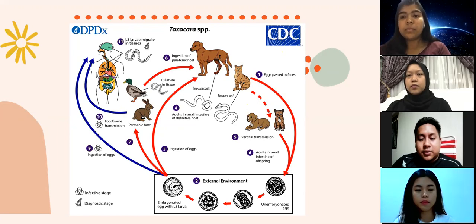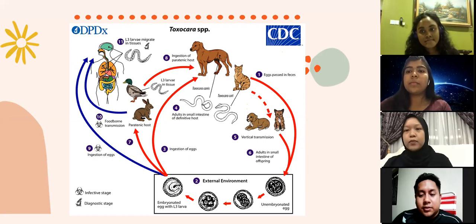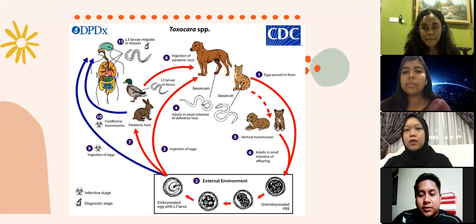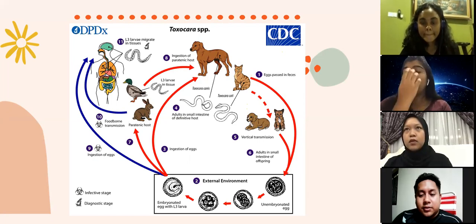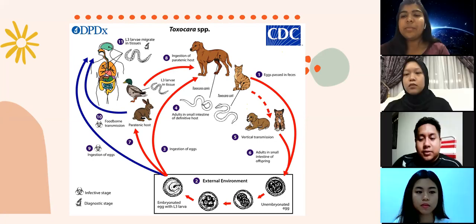These symptoms are due to migration of the larvae through the organs and tissues. Eye infection may result in loss of vision in the affected eye. Only rarely does toxocariasis cause severe disease or death. Symptoms may persist for a year or even longer.